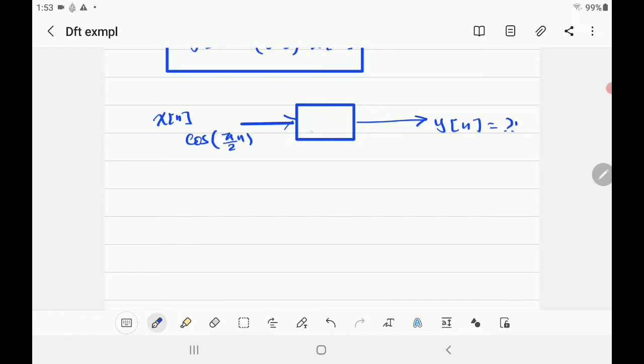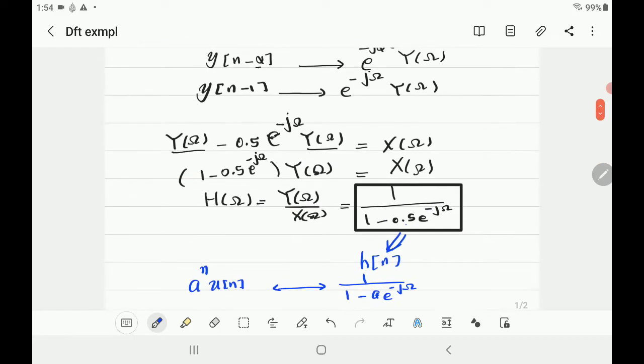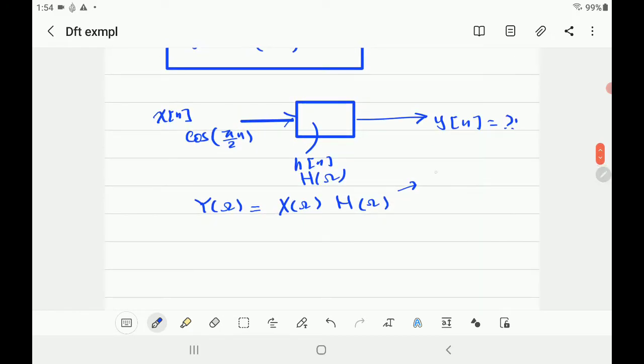It's given, we know for the system, both the impulse response and the frequency response. Well, of course, it's better to use the frequency domain to solve this problem. So we'll say that the output is equal to x, the input, times the frequency response of the system. We have this already. H, we found it equal to 1 over 1 minus 0.5 e to the power minus j omega.